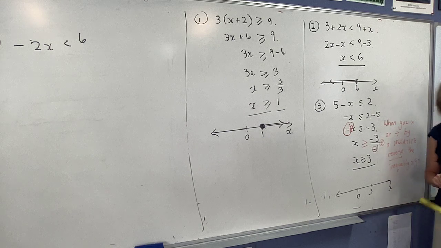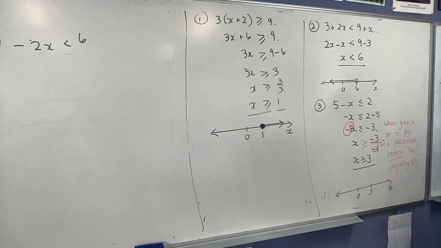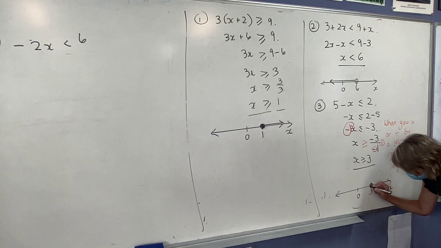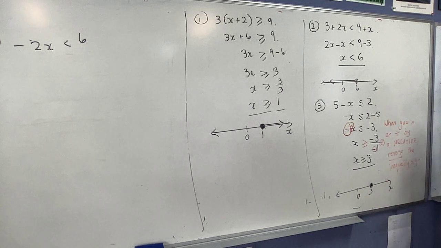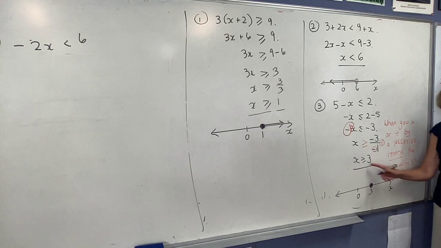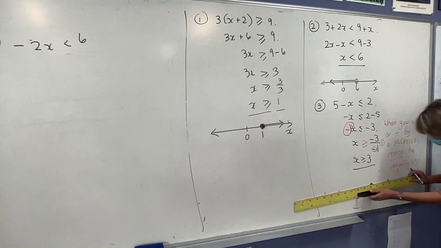Would you circle around the 3 and arrow in so it could be greater than or equal? Yeah, because of the equals, it includes the 3. Yep. And which way are we going? To the right. To the right, it's greater than. All the greater than numbers are up here.